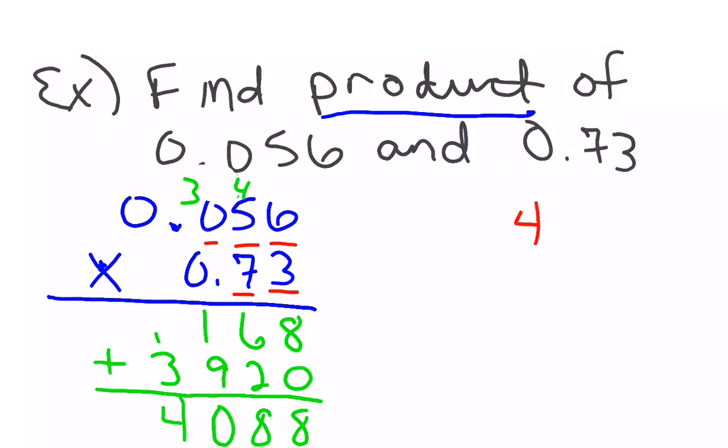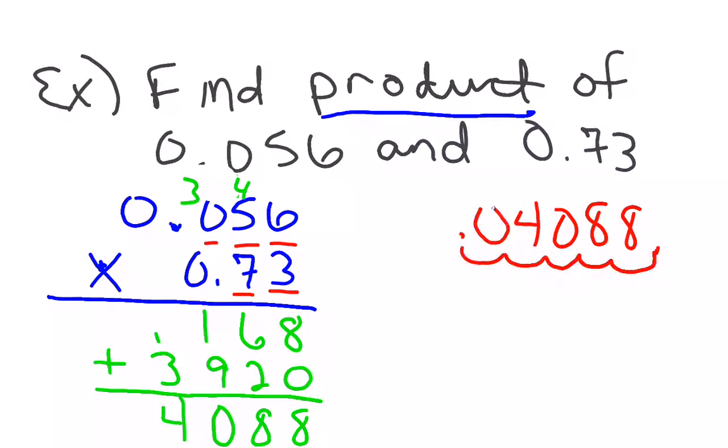So right now our answer is 4088. Our decimal's at the end. We need to move it 5 places to the left. 1, 2, 3, 4, 5, which means that we need to add an extra 0 in there for that placeholder. And that's our answer. So 0.04088.